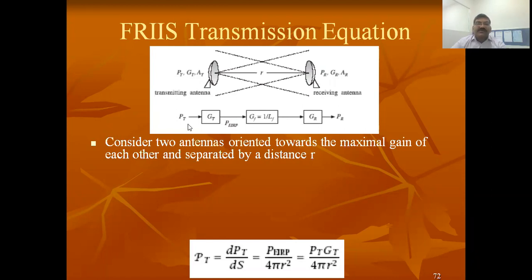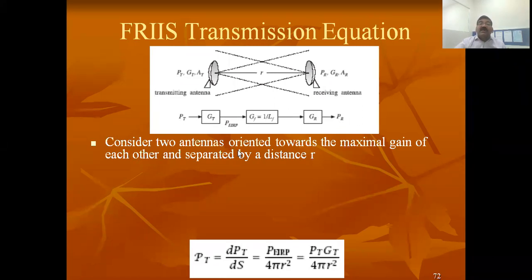PT is the transmitted power, this is the gain, and power EIRP. Then what will be the loss? Then what will be the receiving antenna gain and receiving power? So how much power you will transmit, how much power you will receive, based on these parameters: the transmitted power, gain of the transmitting antenna, the losses, the gain of the receiving antenna, and what minimum power you require at the receiving antenna. This way you can estimate.